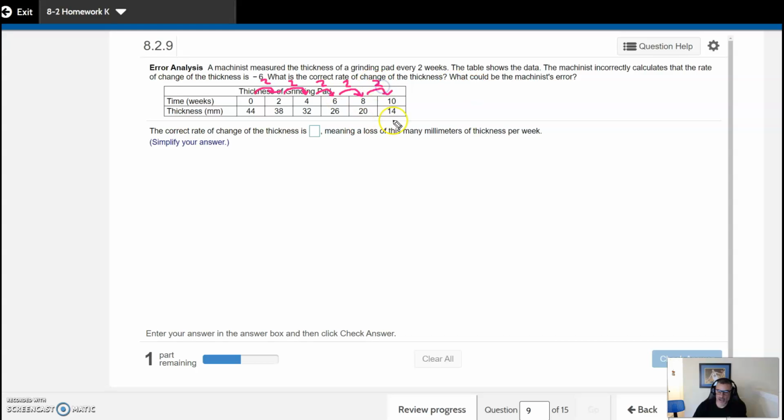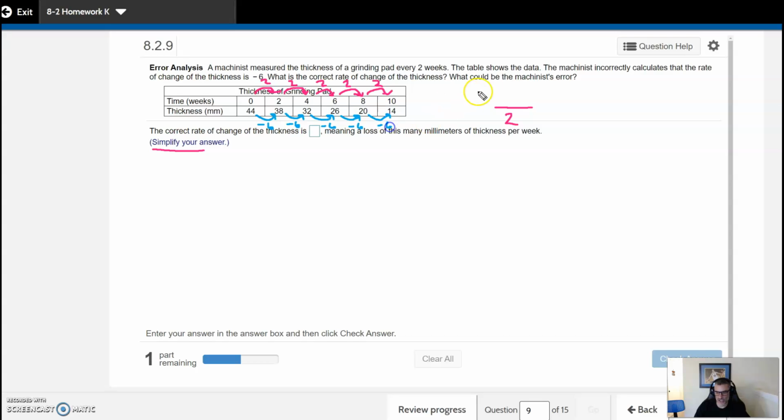So when I go to write a rate of change here, I'm going to have a 2 on the bottom, and then we're going to have to simplify. So let's see, I went from 44 to 38, so I went down 6. And you can see that every time we're going down 6 here. So it's getting 6 millimeters thinner as we use it up, all right?